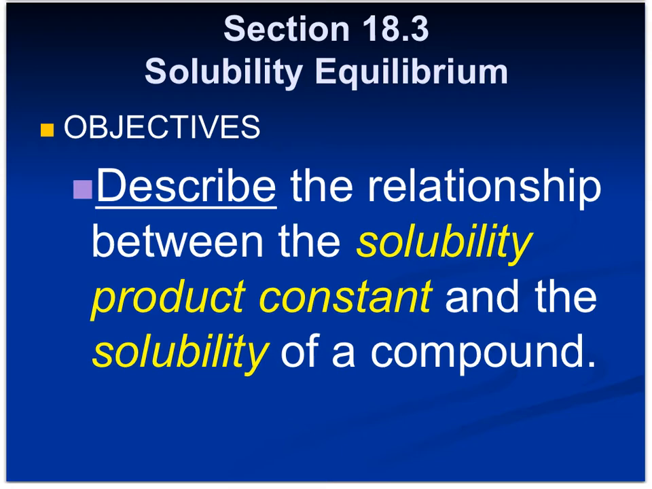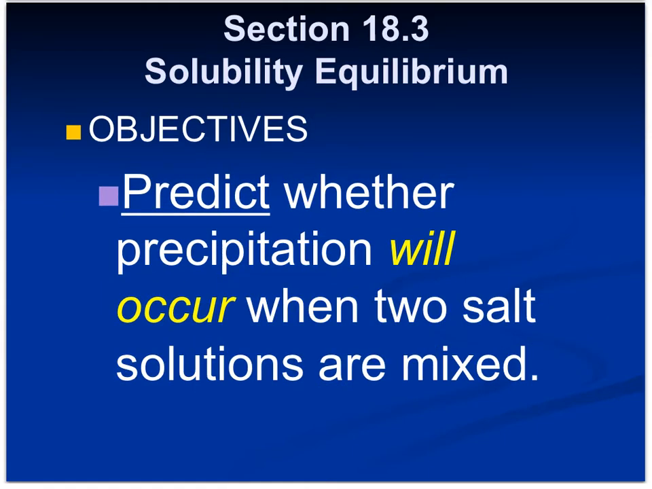So here's our more formal objective for today. It says describe the relationship between the solubility product constant and the solubility of a compound. So we're going to be able to take our Ksp value and determine how soluble or how much of a substance will dissolve. We'll also be able to use those values to help us predict whether precipitation will occur when two salt solutions are mixed.